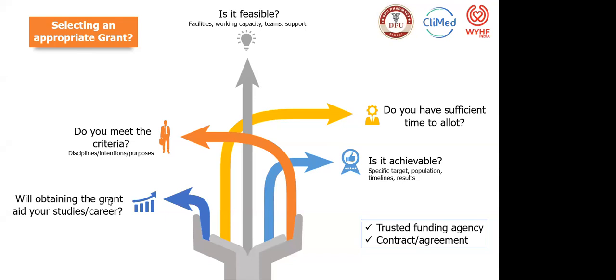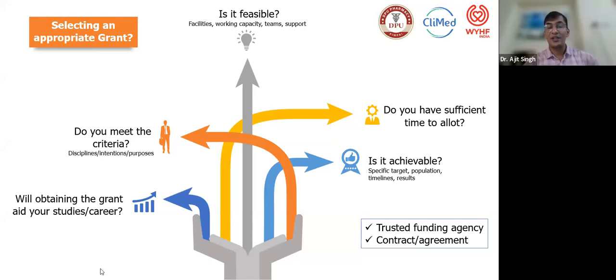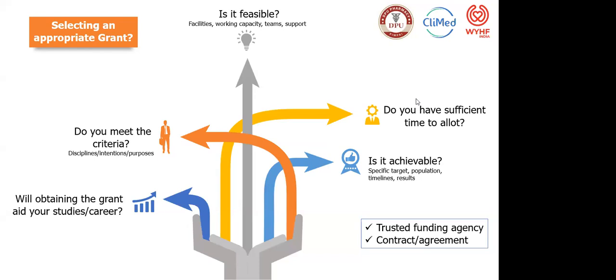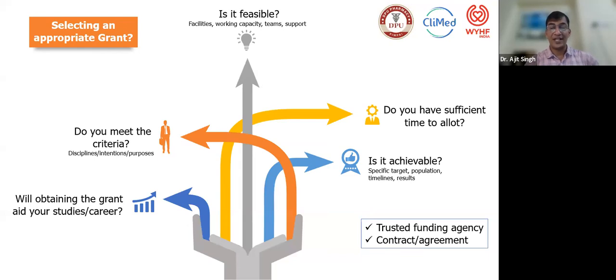If you can really achieve that, research is something where you have to achieve something. Achieve means achieve the results. So you should think of your time. That is a very important question in selecting an appropriate grant, whether you can give time to that. And this is not only about grants, this is about your life also. If you don't have time, don't commit.